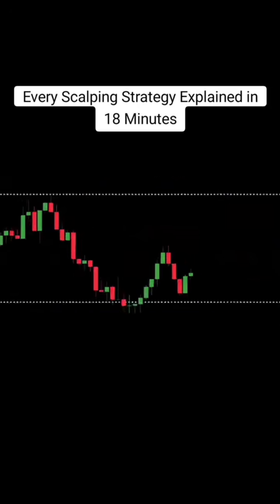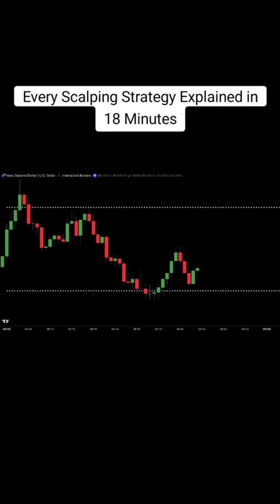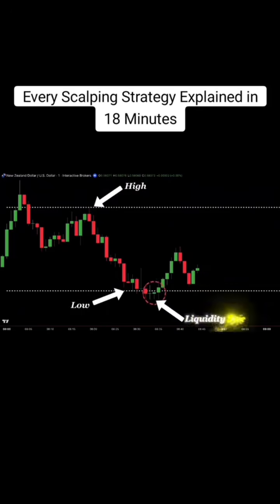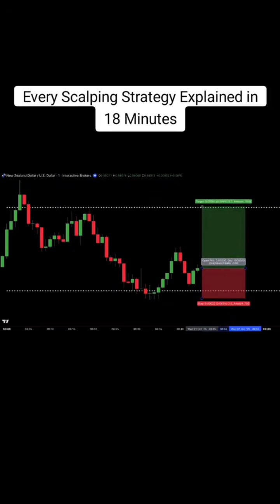Now switch to the 1-minute chart. You'll notice the same thing. The high and low of that 15-minute candle now form a range on the lower time frame. Price breaks below the range and then closes back inside it, forming a liquidity sweep. That's your entry. You enter at the close of the candle that moves back inside the range. Your stop loss goes below the range, and your target is the next key level.